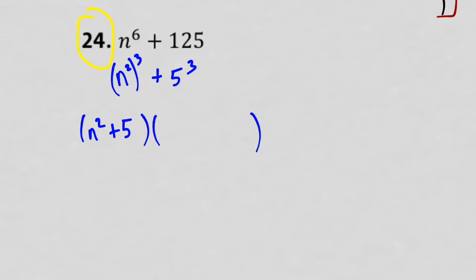And then for this one, remember, square the first one, that goes here, times each other, but change the sign, that's in the middle. Square the last one, that goes there. So let's do that. Square the first one, that means n squared squared, that's n to the 4th. Times each other, but change the sign, so that's 5n squared, but negative 5n squared. Square the last one, that's 25.